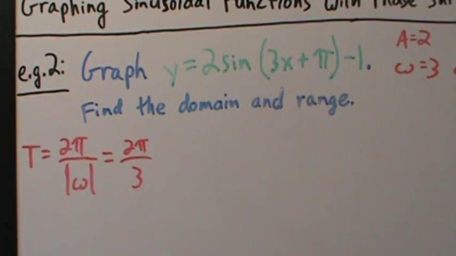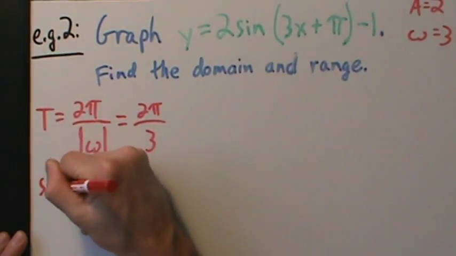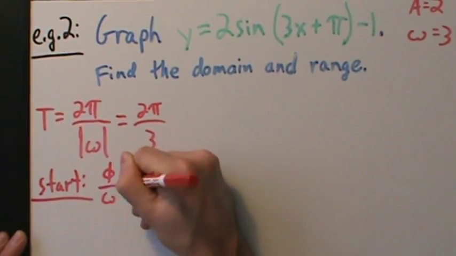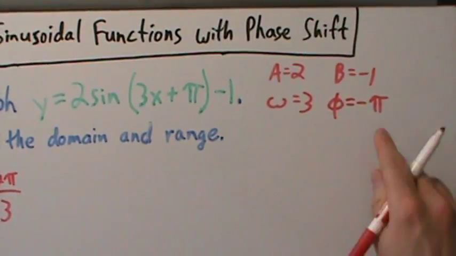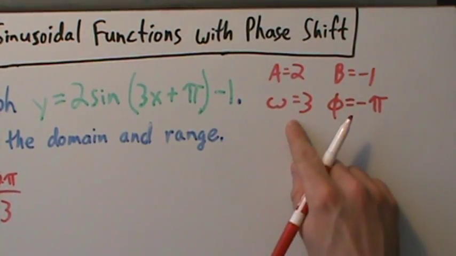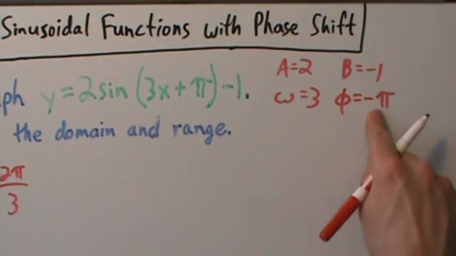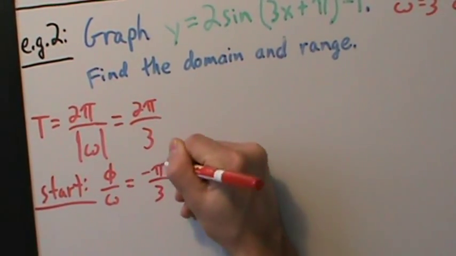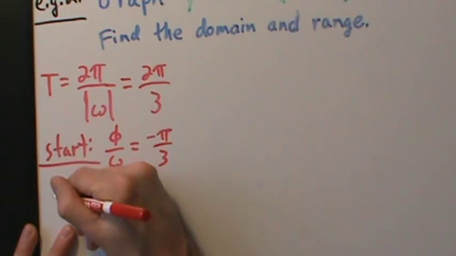Okay, so we're going to start at the phase shift phi over omega, which is what? Well, phi is negative pi, omega is 3, so phi over omega is negative pi over 3. So this is negative pi over 3, okay? It's not terrible. Where do we end?